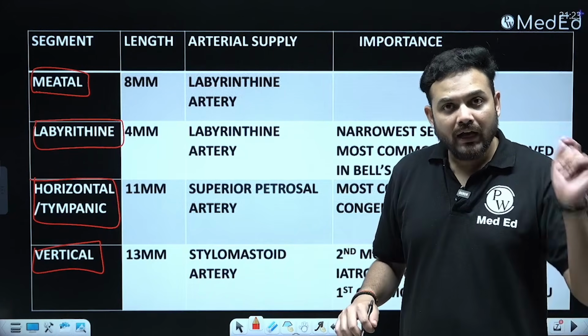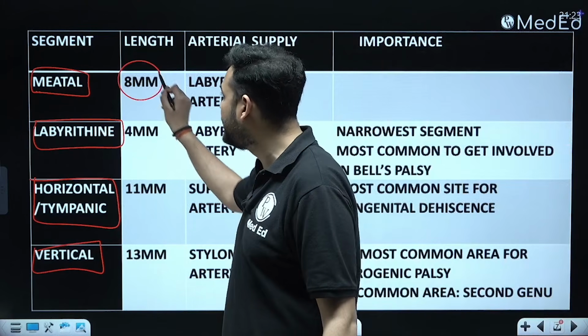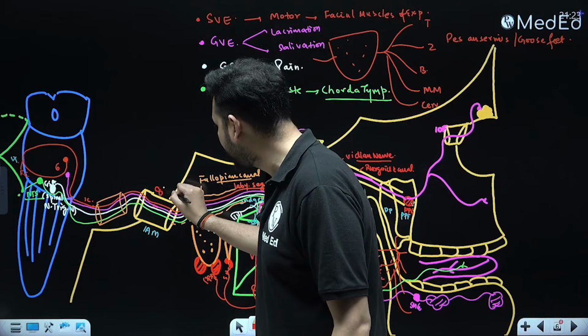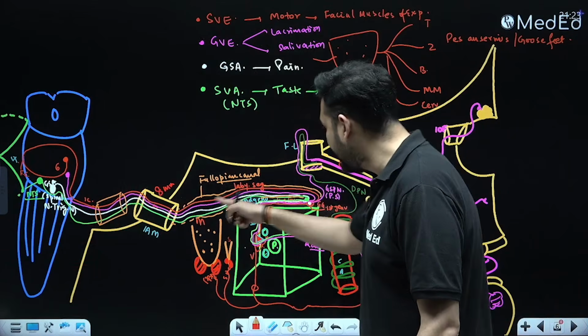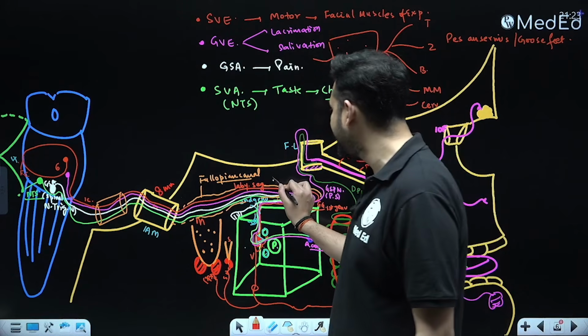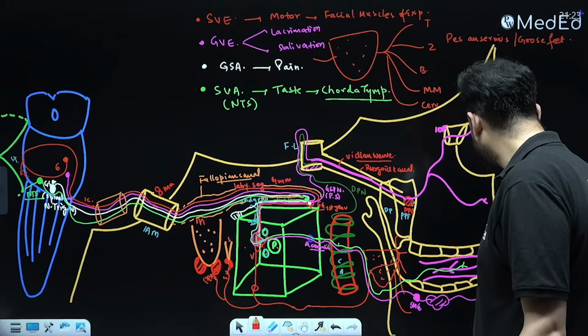Now, what is the length? It's something important. Meatus ka segment is around 8 millimeters in length, right? So you can see here, this is the meatal segment, around 8 millimeters. What is the length of the labyrinthine segment? Make it half of meatus. So labyrinthine segment is around 4 millimeters in length.